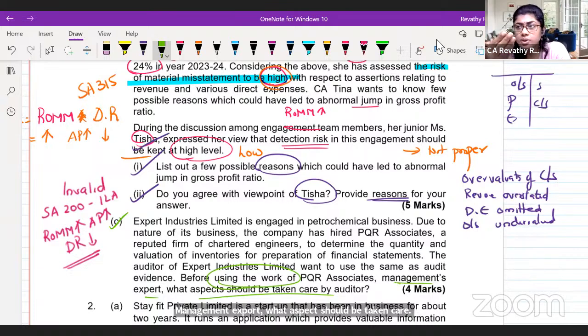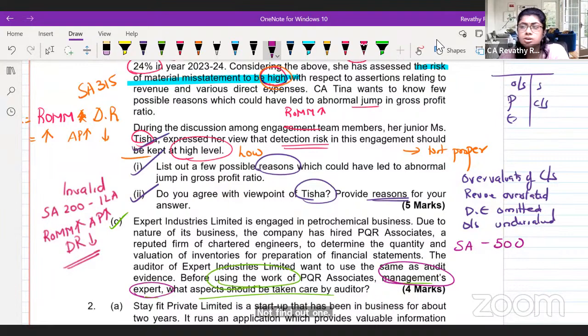I sent that tips video in the group, 5 tips are there. You know which SA? Is it an SA? Yes. Which SA? Management expert. They are talking about management expert, not SA 501, Ganesh, SA 500. While using the management expert, before using the work of the management expert. The question is like this: they don't want inventory evidence, then you'd go to 501. They want, as an auditor, before using the work, what you should take care of.